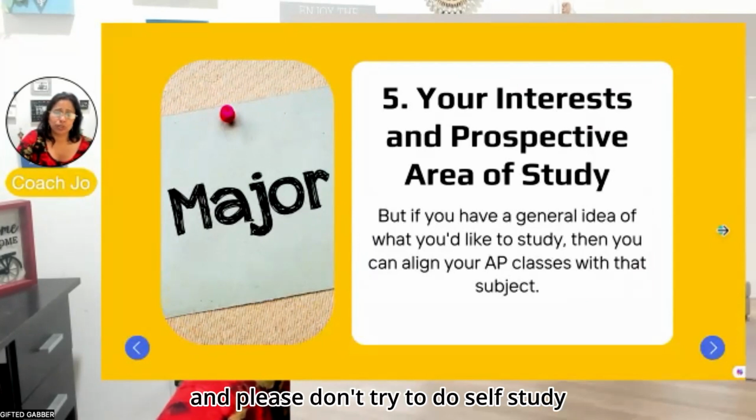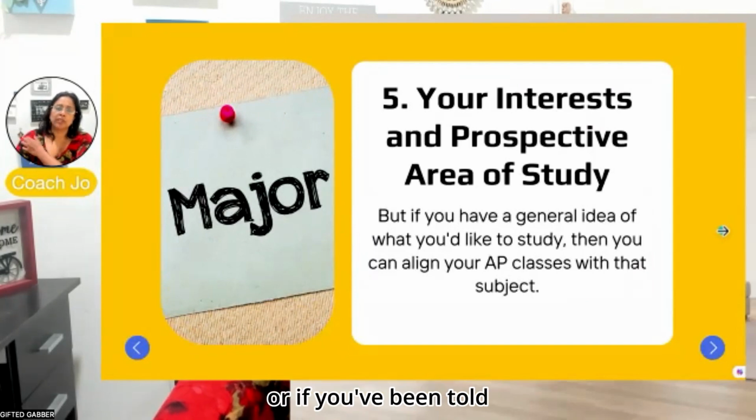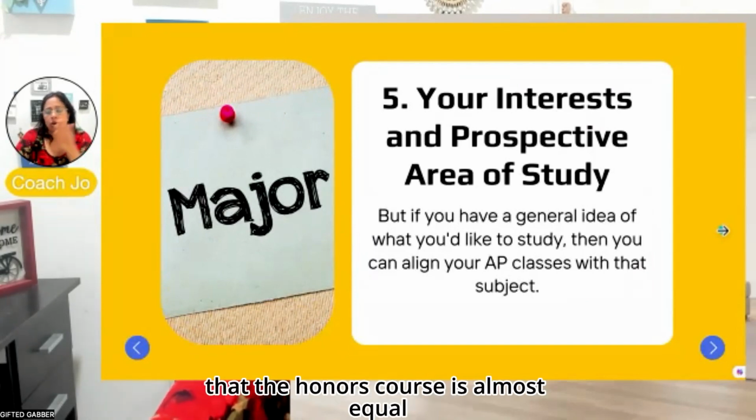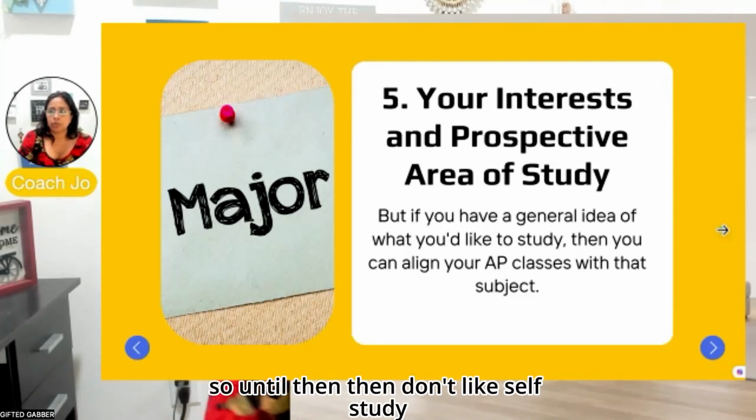And please don't try to do self-study, other than if you've been told by the school, or if you've been told that the honors course is almost equivalent to the AP course. So until then, don't self-study.